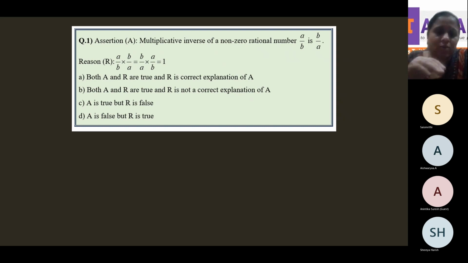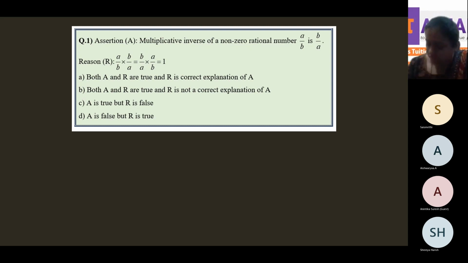Now you'll have to read both the assertion and reasoning statements. Ma'am, what is assertion? Assertion is just a statement. It's a kind of opinion; it may or may not be a fact. And reason is a reason statement. Now, you have to read the assertion and reason statements and say whether A, B, C, or D is true.